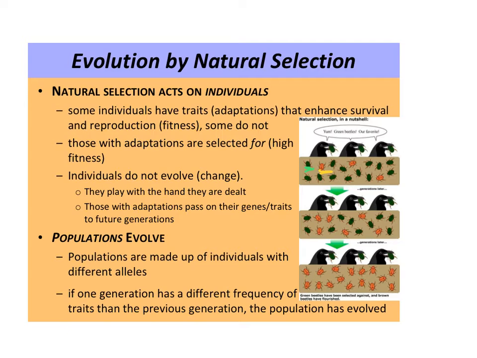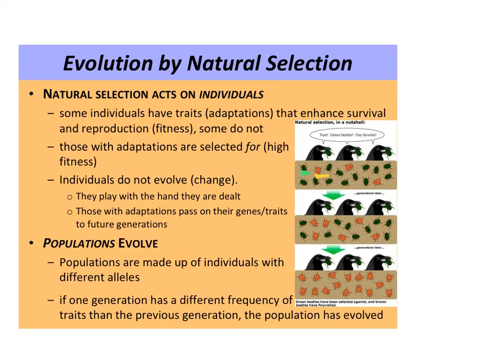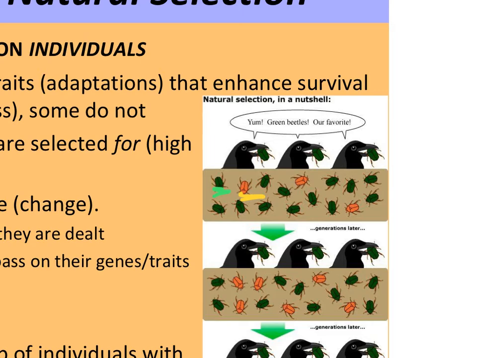In this case, some individuals have traits that enhance survival. So we're only going to look at survival here. And some do not. So, which individuals are being selected by the environment? Well, these are crows, and for some reason, they like green. Maybe it's because it's easier to see the green in this background than the orange, something like that. But whatever it is, they're eating the green. In other words, being green, you have low fitness. You don't survive. You get eaten.